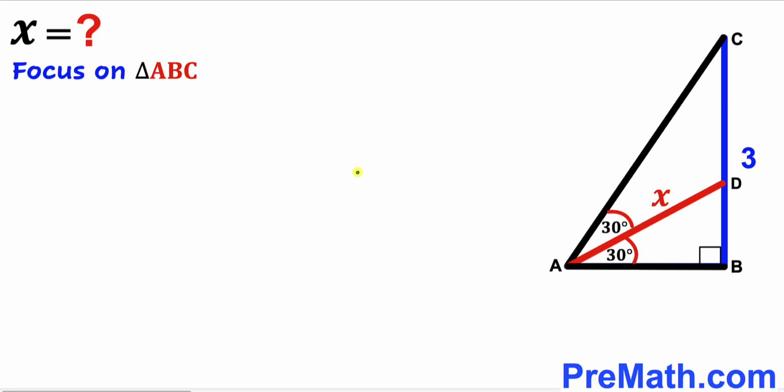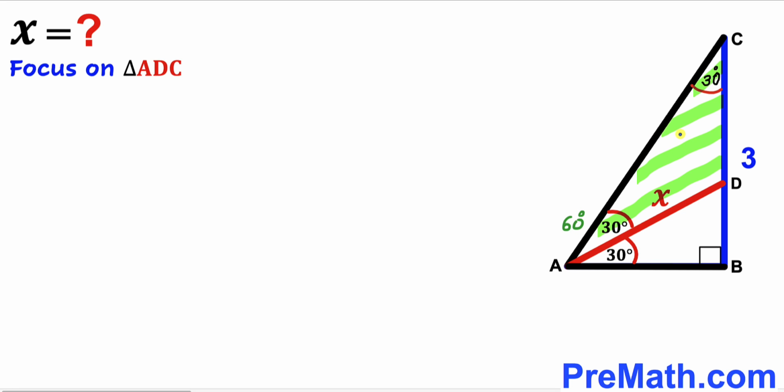Here's our very first step. Let's focus on this whole right triangle ABC. We know this whole angle CAB is going to be 30 plus 30, which makes 60 degrees. This angle is 90 degrees, and we know the sum of all three interior angles in a triangle is 180 degrees. Therefore, this angle has got to be 30 degrees.